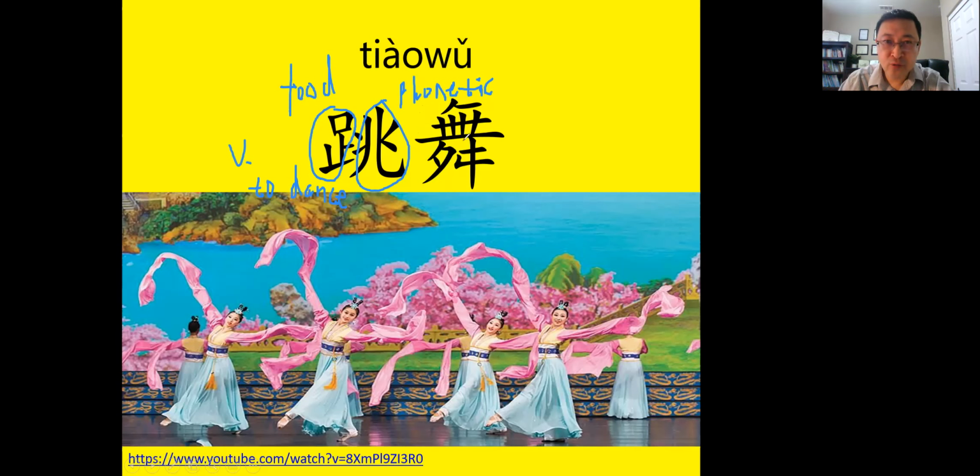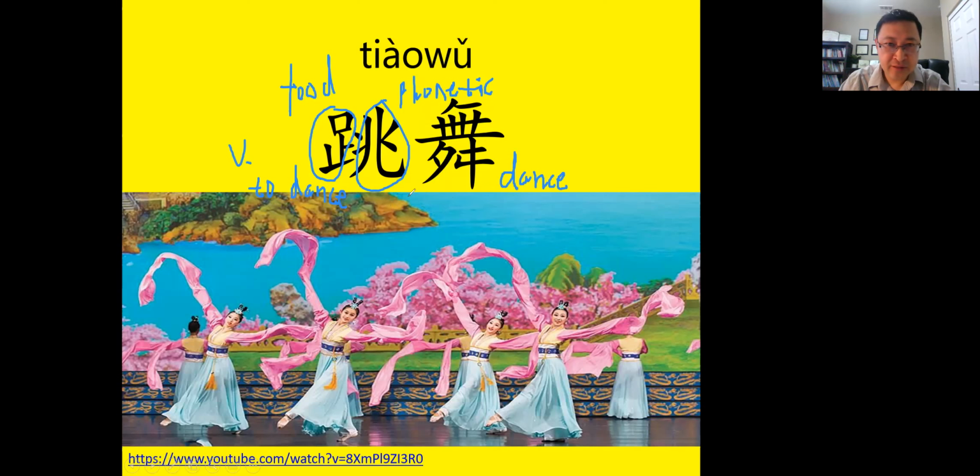So the second character 舞, which has three components, right, or four components. So how do you recognize this component in this character? It has a structure called horizontal trisection. 舞, it's a noun, which means dance. So literally, this word means dance, dance.